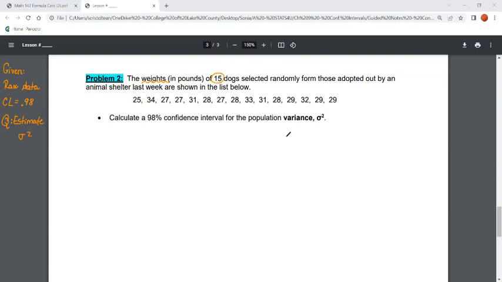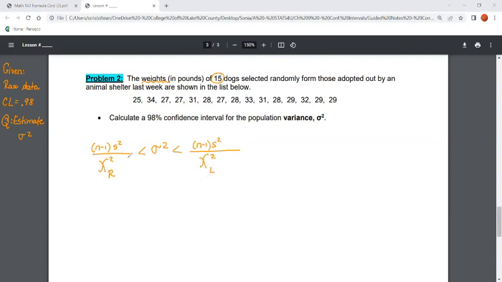Okay, so I will start by writing down the formula, sigma squared. Because it's the variance, I will simply write down the upper and the lower bound without putting the square root, since this is already squared. So I have n minus 1 times s squared divided by chi squared to the right, and n minus 1 times s squared divided by chi squared to the left.